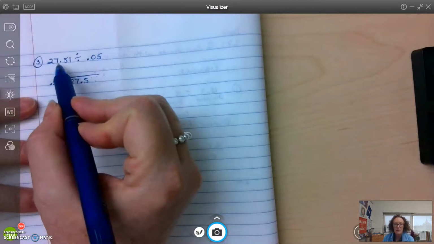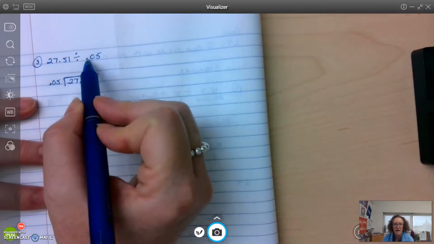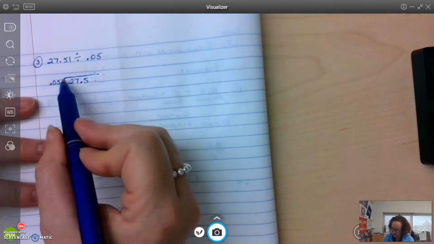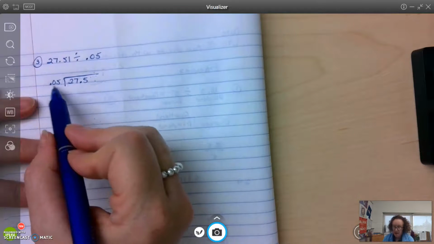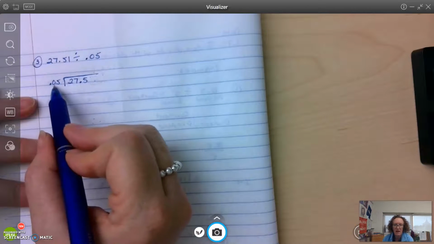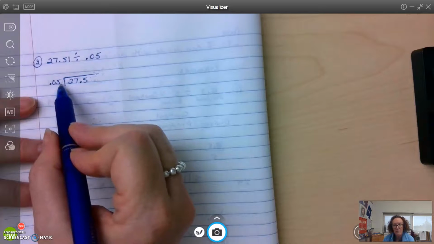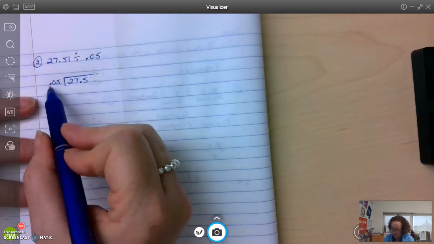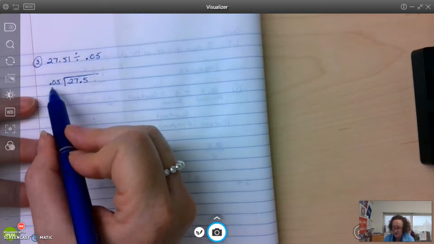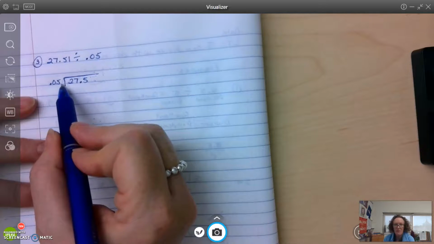Our last example is going to be 27 and 51/100 divided by 5 thousandths. I'm going to rewrite that division problem using the division house. I will look at the divisor and notice that I have a decimal and I don't want to have a decimal in my divisor. So I need to move it over 2 places, which I achieve by multiplying times 100. So I want you to be able to know that moving the decimal is a result of multiplying or dividing by multiples of 10. So I'm going to multiply by 100.